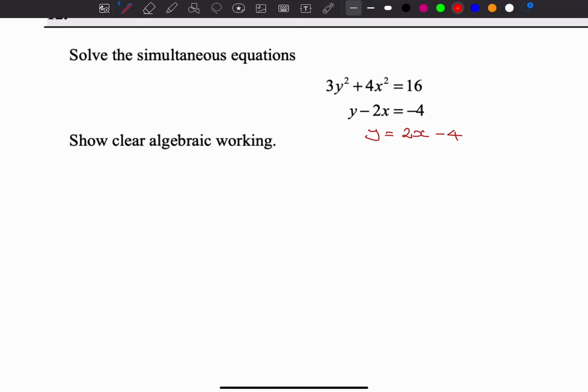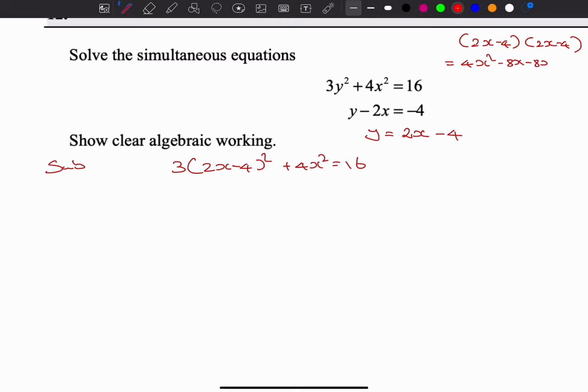Then I do a substitution. Sub it into that one. 3 bracket y is what? 2x minus 4 squared plus 4x squared is equal to 16. 2x minus 4, I'm going to expand it. 2x minus 4, 2x minus 4: 4x squared minus 8x plus 16. That will give you what? 4x squared minus 16x plus 16.